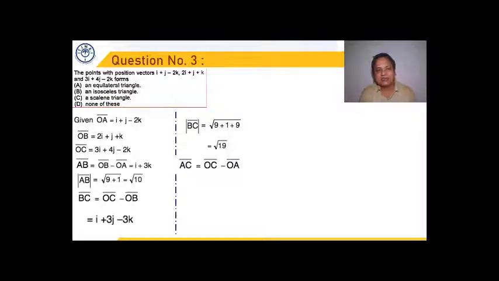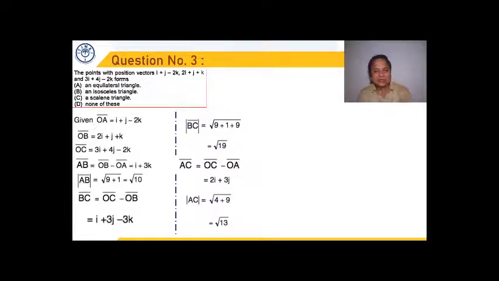AC is the position vector of C minus the position vector of A. So 3i minus i is 2i, 4j minus j is 3j, minus 2k minus of minus 2k means minus 2k plus 2k cancel out. So it comes out to be 2i plus 3j. So we got the vector equation of the third side also. And if we wish to find the modulus, the length of this side, it's the square root of 2 squared plus 3 squared. 2 squared is 4, 3 squared is 9. So this comes out to be under root 13.